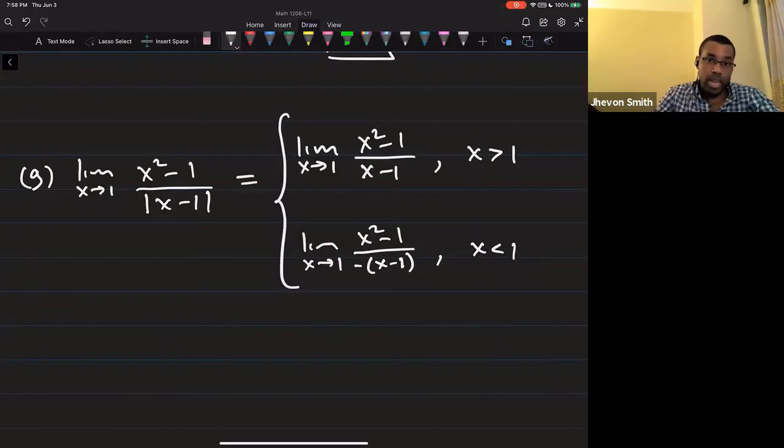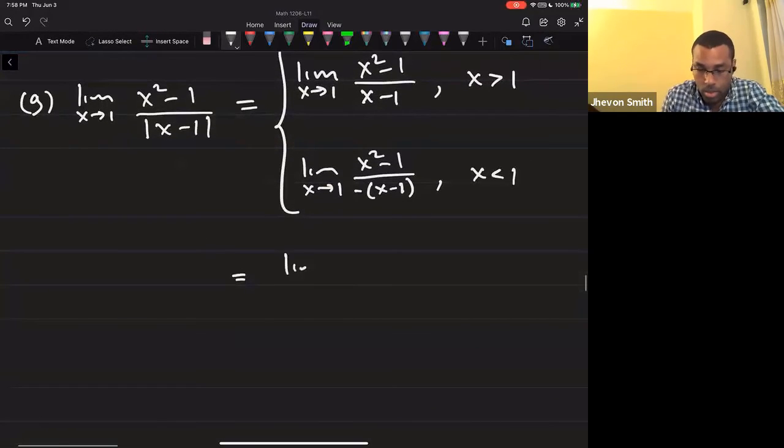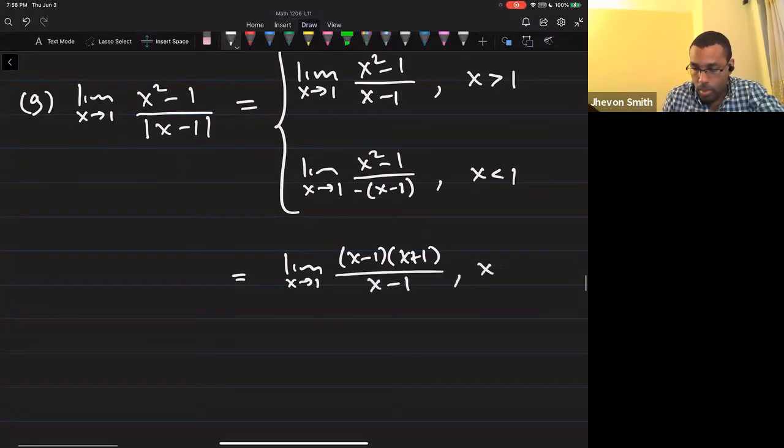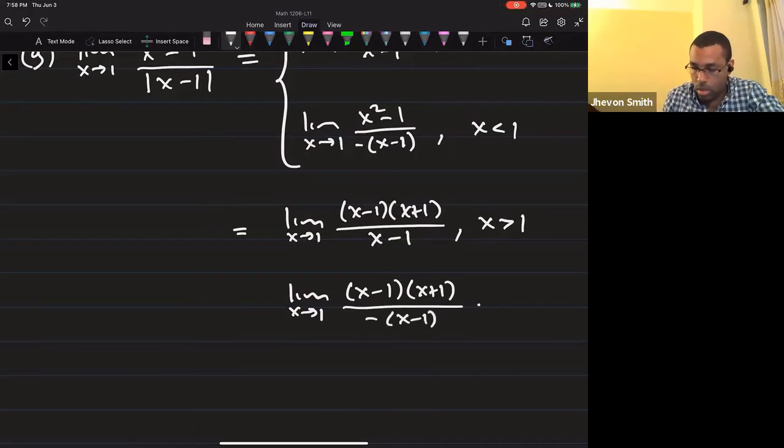Because the absolute value gives you the value if the thing is positive. X minus 1 is going to be positive as long as x is larger than 1. X minus 1 is going to be negative as long as x is less than 1. So it breaks into those two things, which individually I can simplify. In the top, it'll be x minus 1 times x plus 1 over x minus 1. And in the bottom, it'll be x minus 1 times x plus 1 over negative of x minus 1.